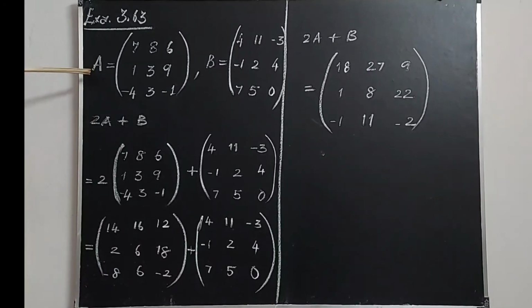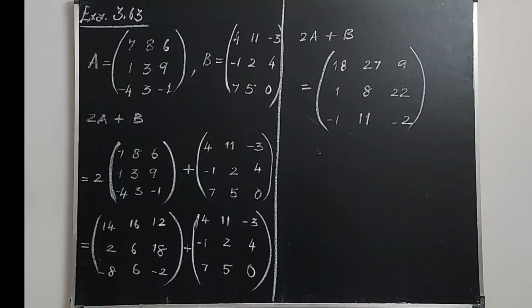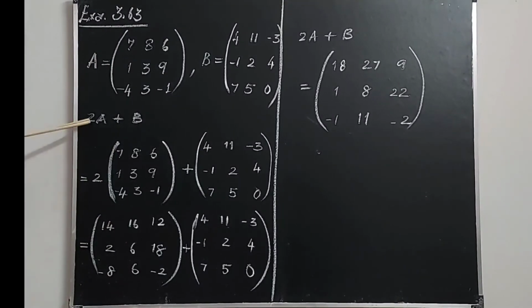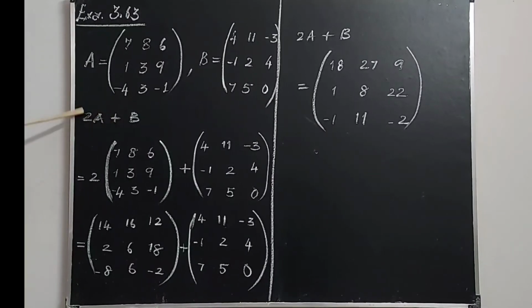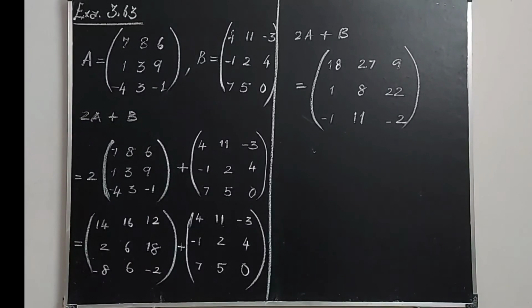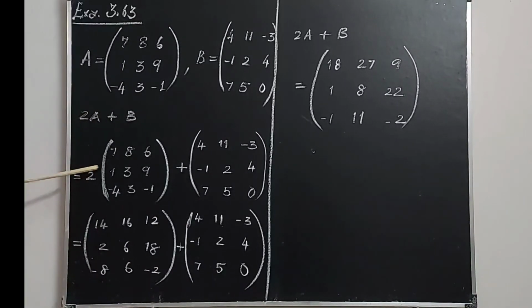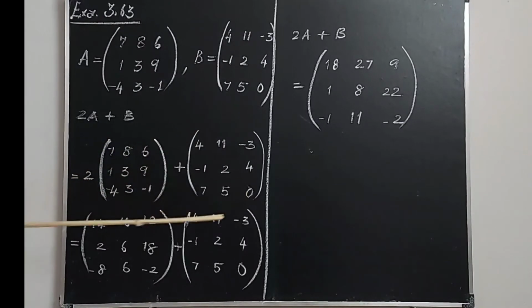Look at what are the orders of A and B. A is of order 3 by 3, B is of order 3 by 3. 2A plus B means we have to multiply all the elements of A by 2 and that result should be added with the elements of B. So write it as 2 into matrix A plus matrix B.